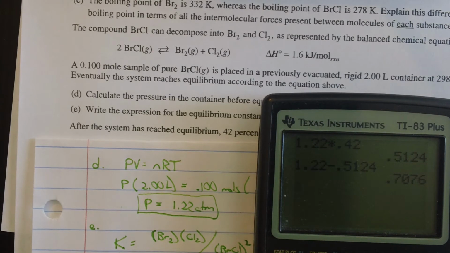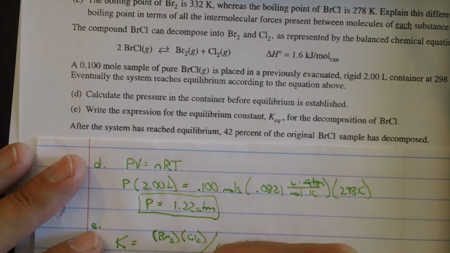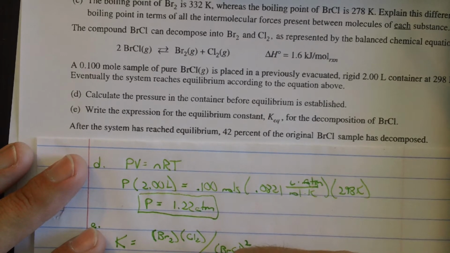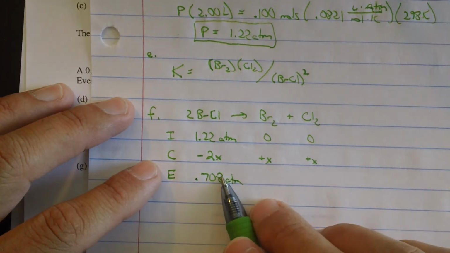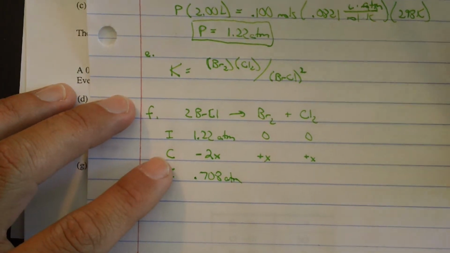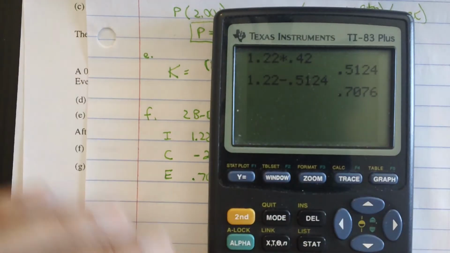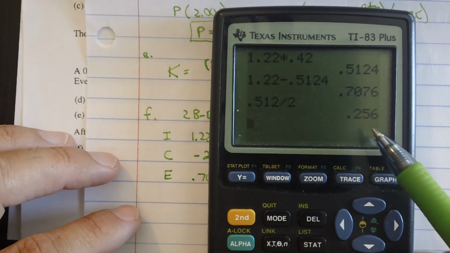So 1.22 minus that 42% would give me 0.708 there. Good. That's the pressure that's left at the end, in atmospheres. So that's what that guy is, right? And what did we have to lose from there to there? We lost that 0.512, right? That 42% is what disappeared. And so that 0.512 is our 2x. So if we take the 0.512 and divide by 2, that tells us what x equals.